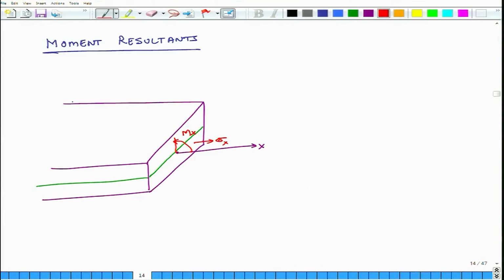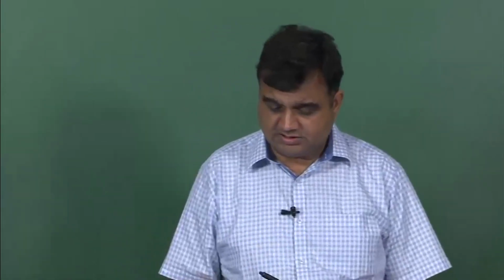Similarly, on the other surface, this is my y axis, and there is a my, and that my is a consequence of sigma y. If sigma y is uniformly spread above and below the surface, then my will be 0. If it is not uniform, then my will be non-zero.